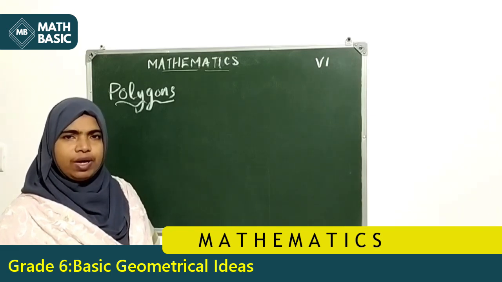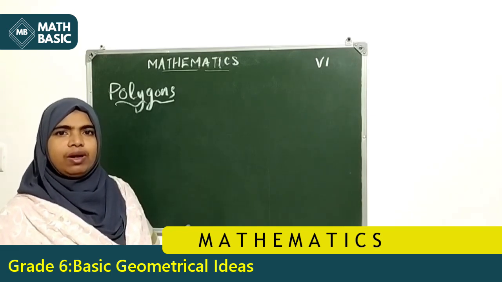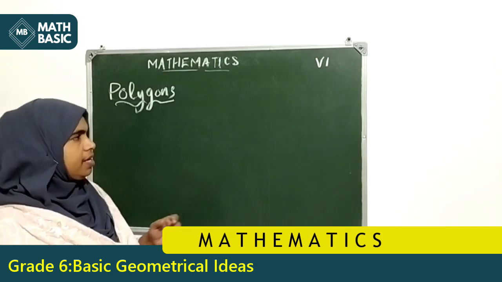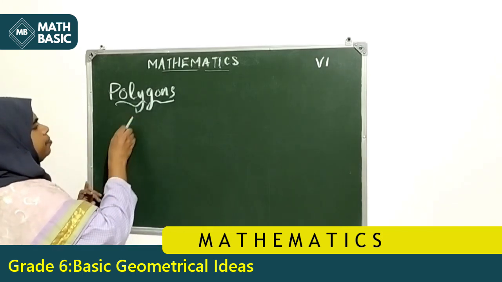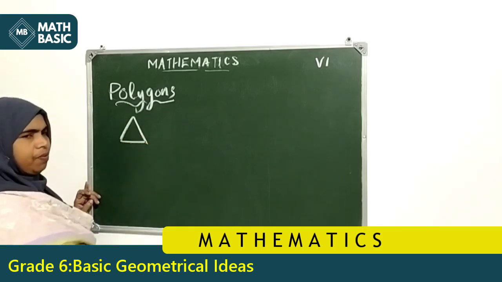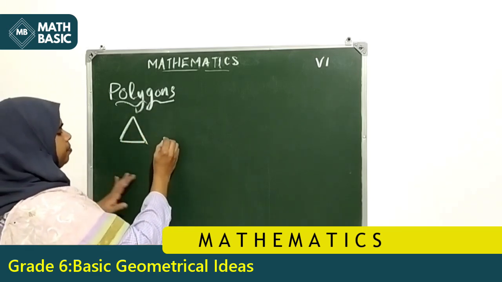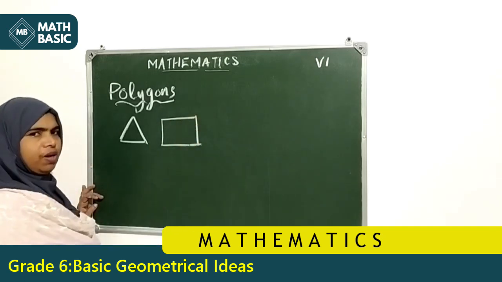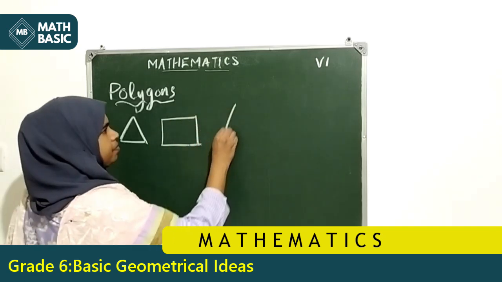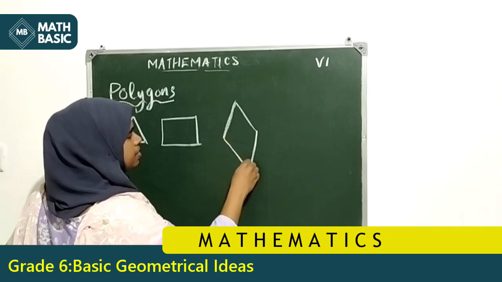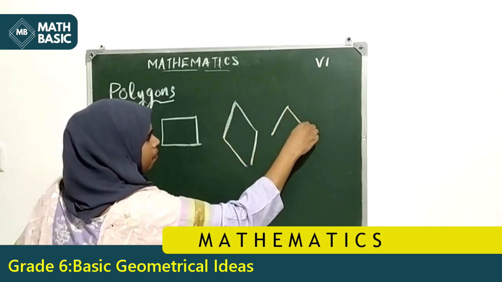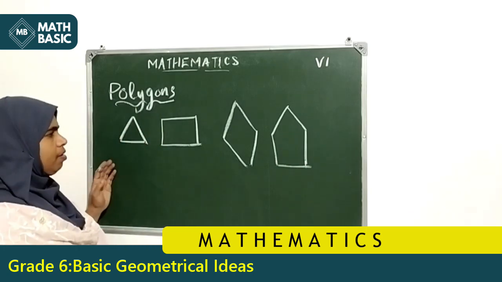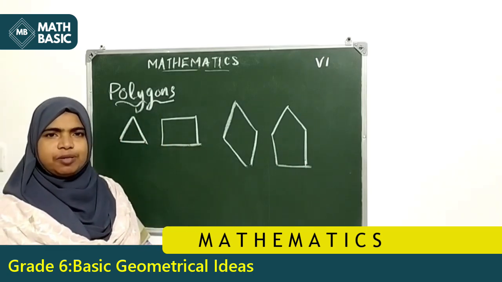Next is polygons. Polygons are made up of line segments. See here. This is a polygon. This is a polygon. These are all polygons. These are made with line segments.